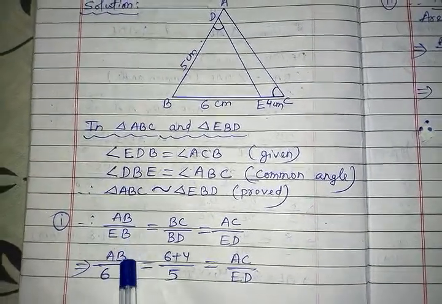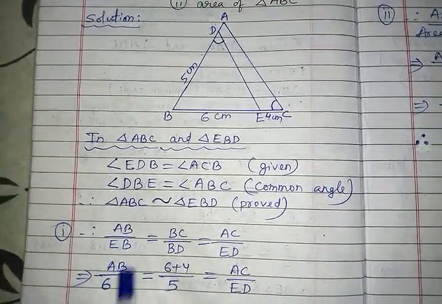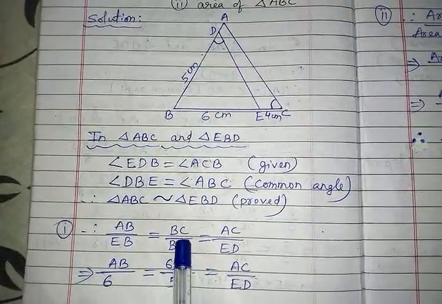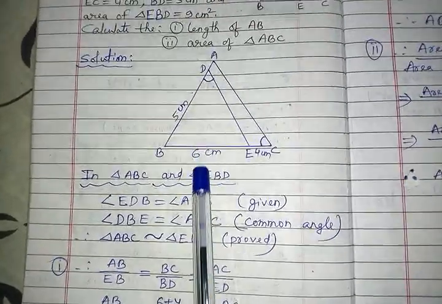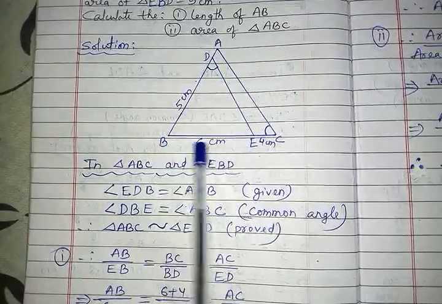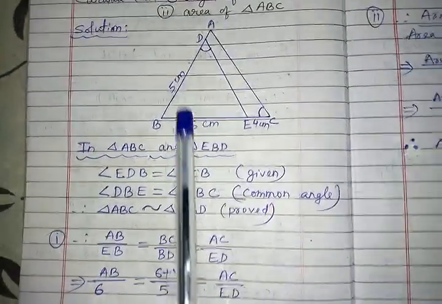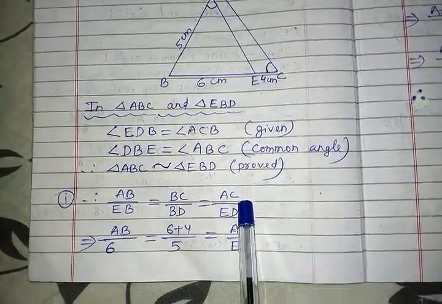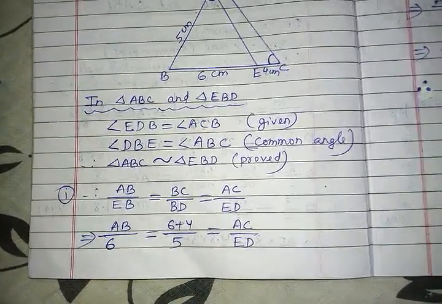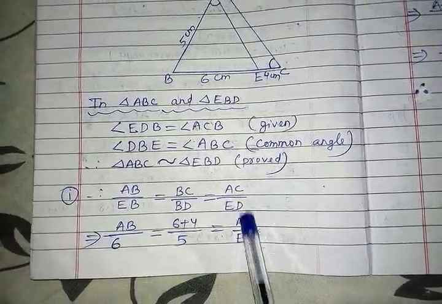AB value is not given. EB value is 6, here 6. BC value is 6 plus 4, because you can see BC means this everything. This is 6 and this is 4. 6 plus 4, and BD is 5. So this is given and this was not given. So we understood that when nothing is given, this part we will not take.